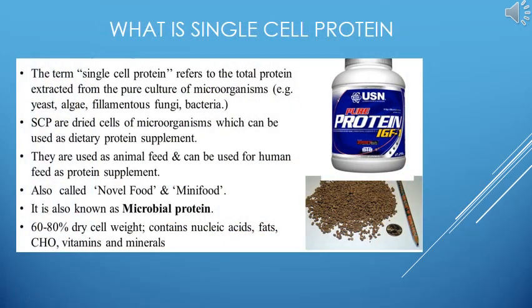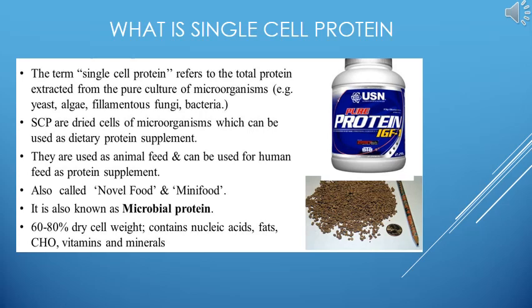Single cell protein refers to the total protein extracted from the pure culture of microorganisms like yeast, algae, and bacteria. Basically, single cell proteins, known as SCPs, are dried cells of microorganisms which can be used as a dietary protein supplement. They are also used as animal feed and can be used as a human protein supplement, also known as novel food and mini food, sometimes as microbial proteins, since we are extracting them from microorganisms.